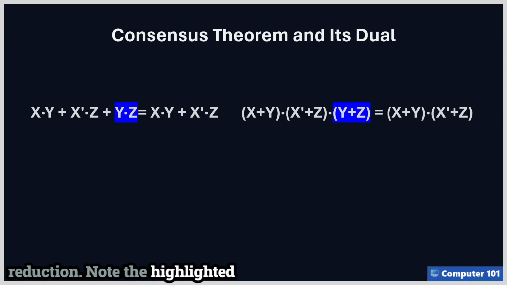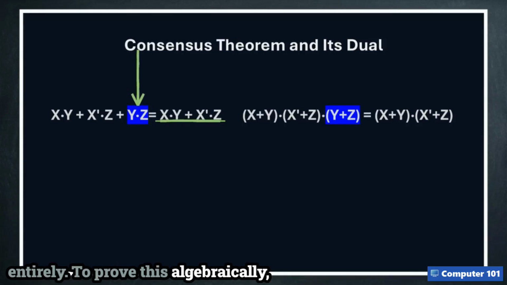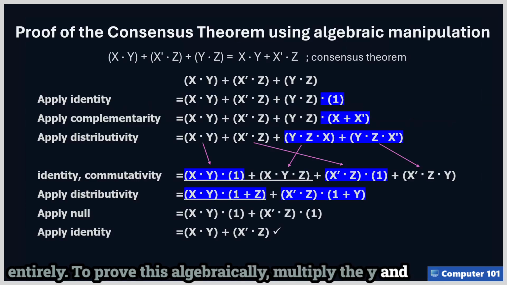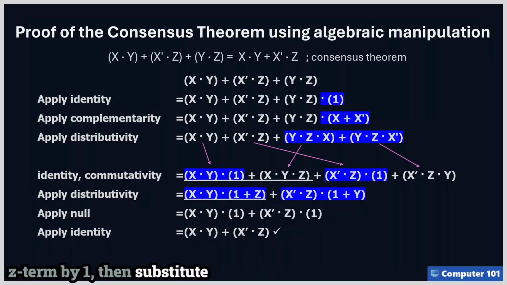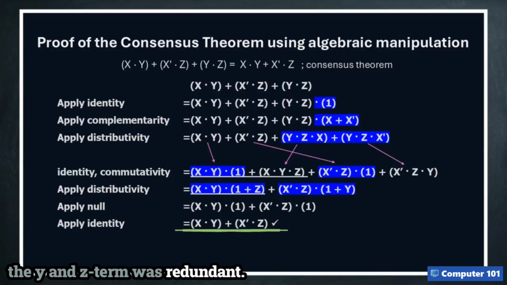Note the highlighted y and z term. In the simplified version on the right, this term is removed entirely. To prove this algebraically, multiply the y and z term by 1, then substitute that with x or not x. Distributing and grouping the terms allows us to apply the null theorem. This reduces the expression, proving the y and z term was redundant.